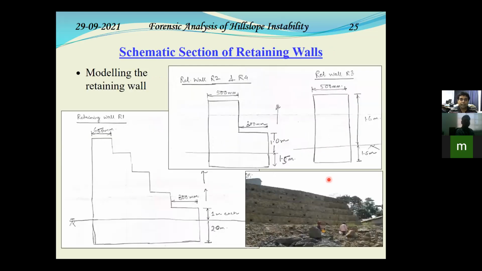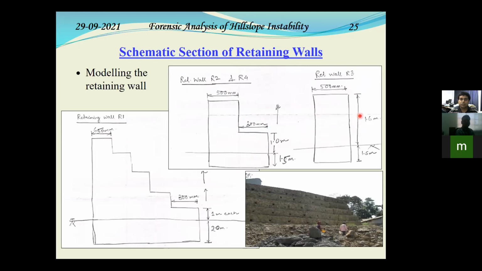simulation. We also wanted to model the retaining walls as they were, not simply like a barrier, but the way they were constructed at the site. So from the site investigation itself, we took some lump sum measurements for the retaining walls R1, R2, R3, and R4. And these are some of the sections. You can see that the R1 retaining wall is quite bulky. R2 and R4 are very short in height and only to protect some local dislodgements.